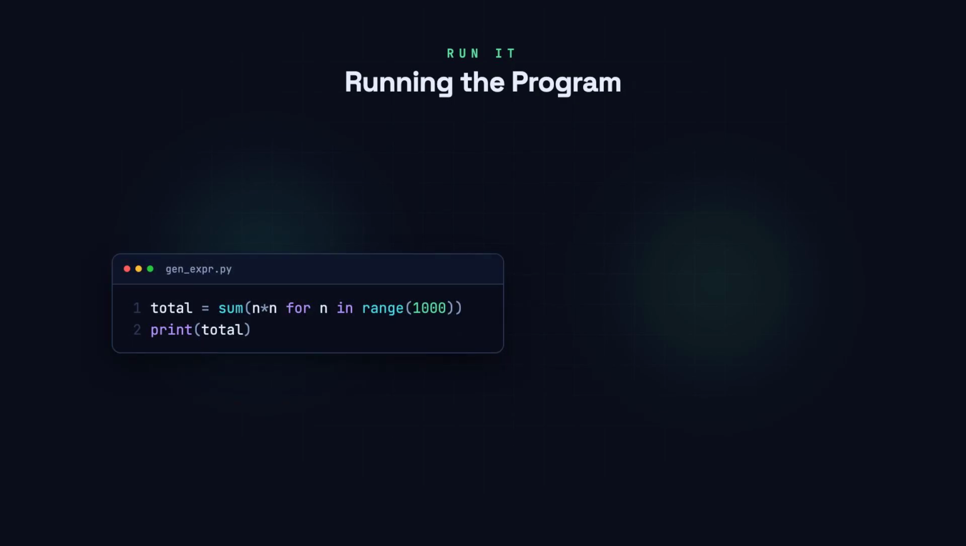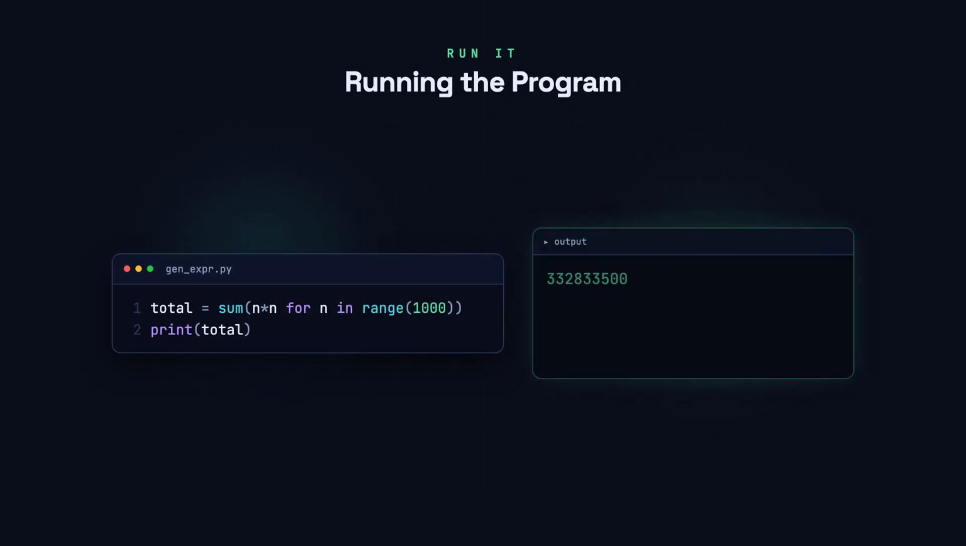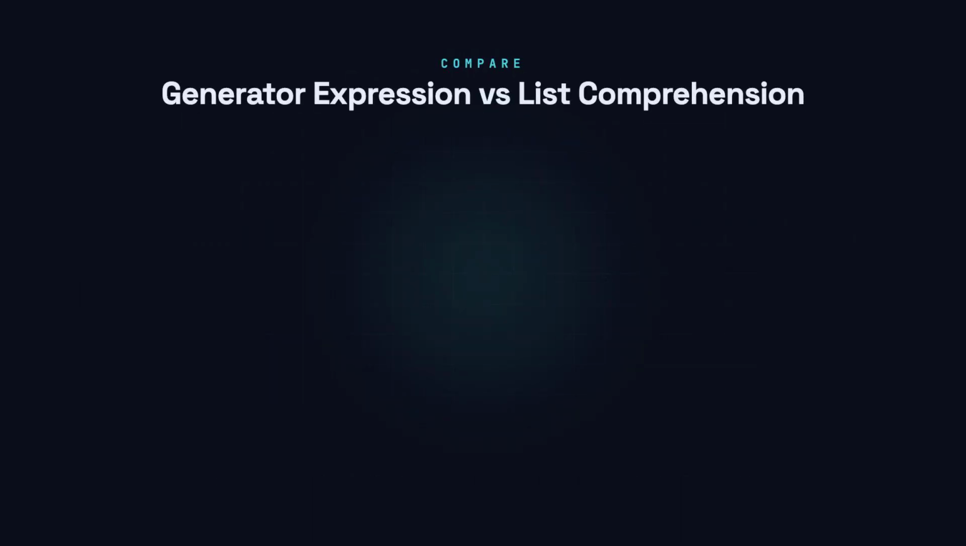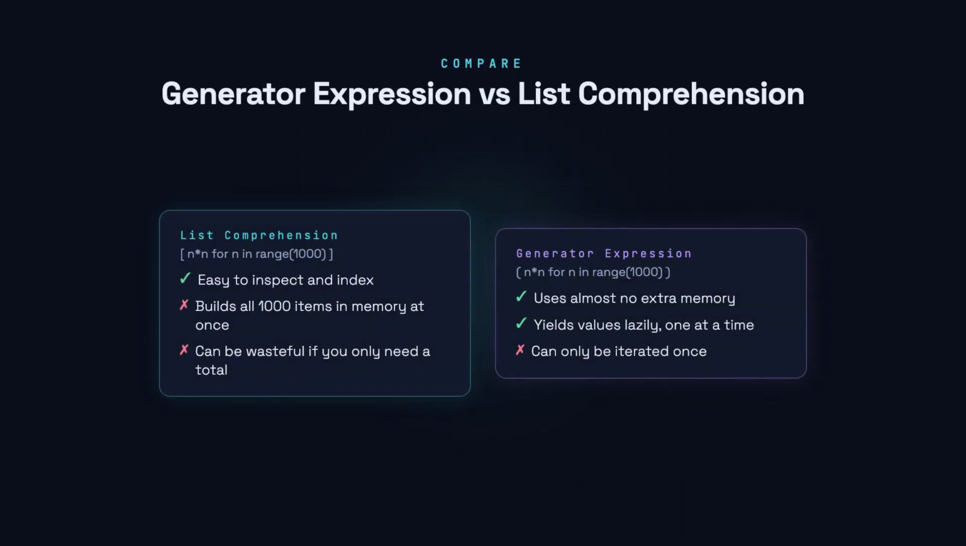Running the program prints 332,833,500. Python never held 1000 squares in memory, only the running total. A list comprehension builds every item and stores them all. A generator expression builds nothing upfront, but the trade-off is you can only walk through it once.